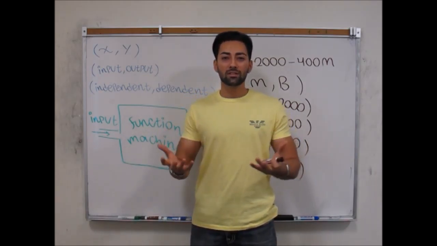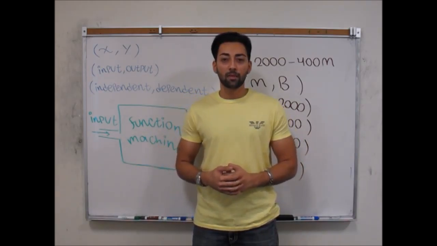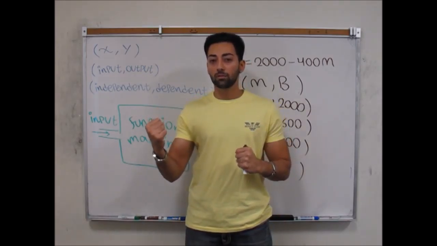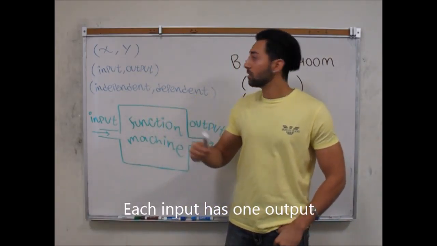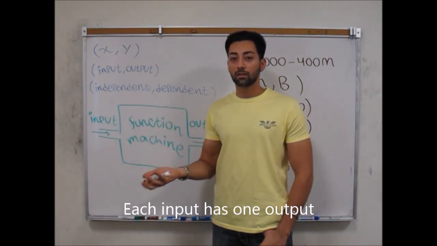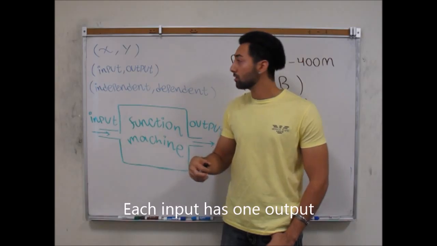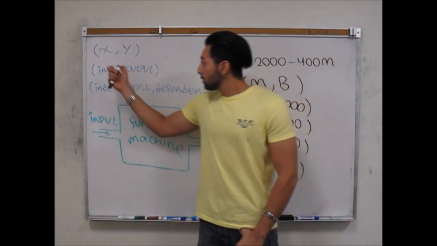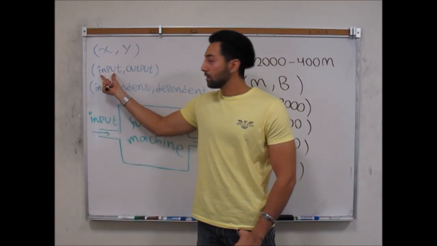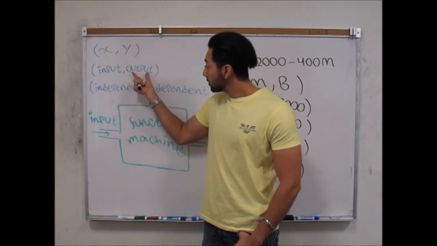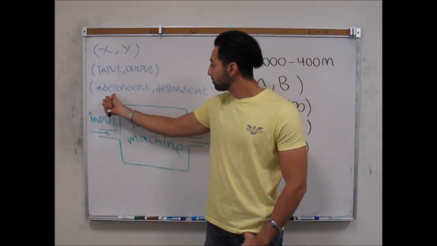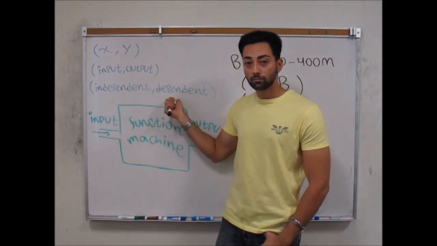So what is the definition of a function anyways? It's a unique relationship where each input has exactly one output. And we usually denote our inputs and outputs with x's and y's, but it could be other variables depending on your case or your scenario. The first coordinate of your ordered pair is known as the input, and the second coordinate of your ordered pair is known as the output. Those are also known as your independent and dependent variable.